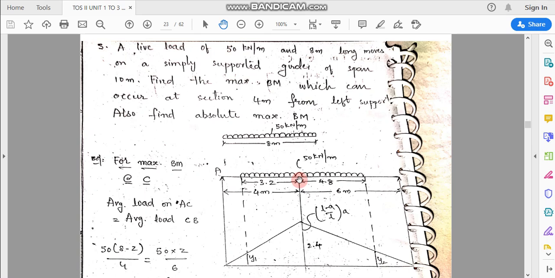For that case we have a simple expression, that is, average load on AC should be equal to average load on CB.